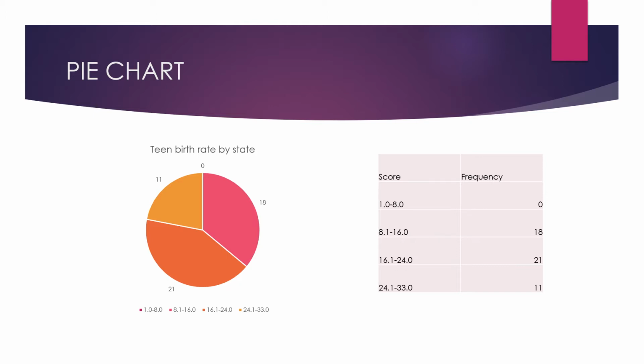But the 16 to 24% range had the most. It was 21 states, and so that shows why it's the biggest category, that kind of darker orange color. And then it does show the 0 for 1 to 8, but there's no chunk there because it's 0, so it's non-existent. So that's the chart I made in Excel, and then my table as well.